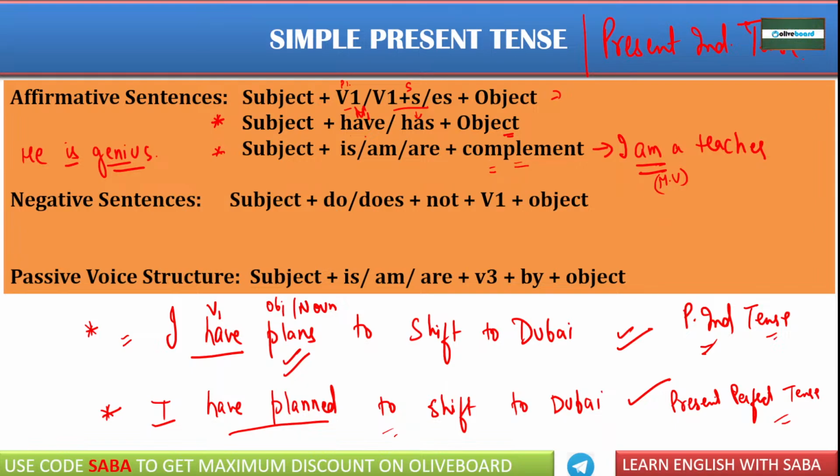Are these structures clear to you? Complement can be noun, complement can be adjective, complement can be anything. Okay, complement simply means modifier. So here teacher is complement, it is a noun. Here genius is complement, it is an adjective. So complement means anything that modifies something. Okay, that's complement. Okay. So this is the affirmative structure. All the structures are discussed.